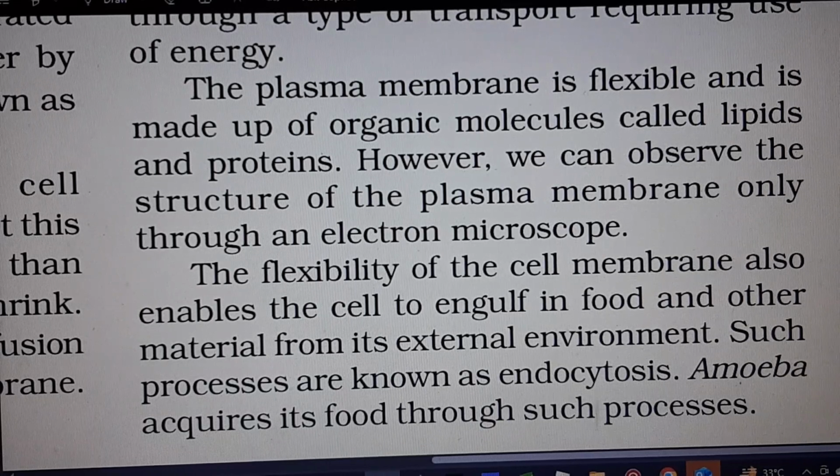The plasma membrane is flexible and is made up of organic molecules called lipids and proteins. However, we can observe the structure of the plasma membrane only through an electron microscope. The flexibility of the cell membrane also enables the cell to engulf food and other material from its external environment. Such processes are known as endocytosis. Amoeba acquires its food through such processes.